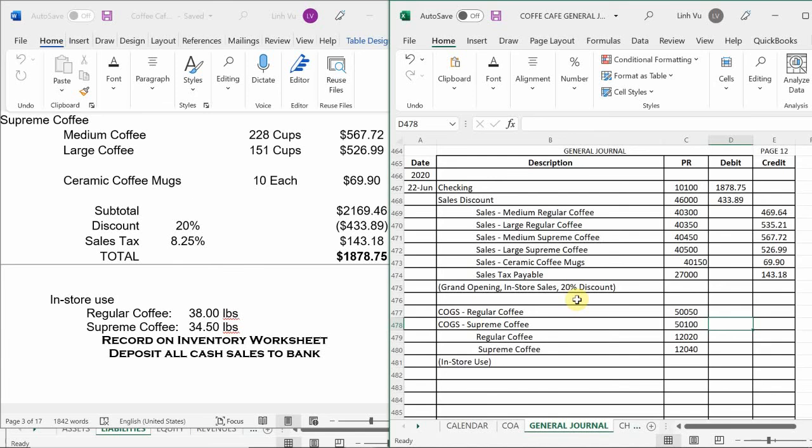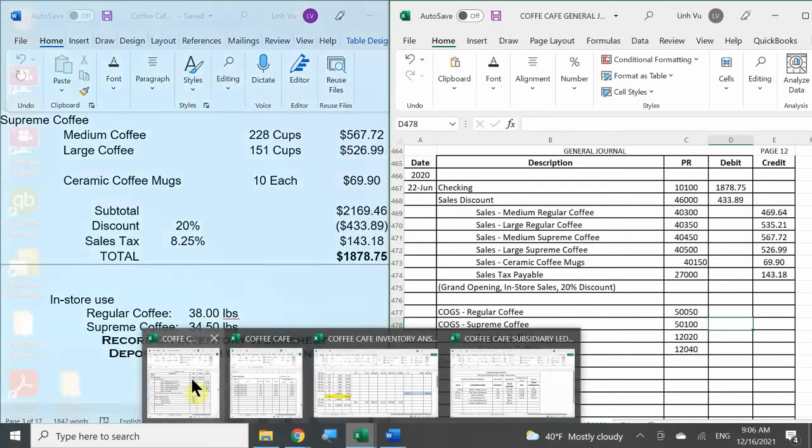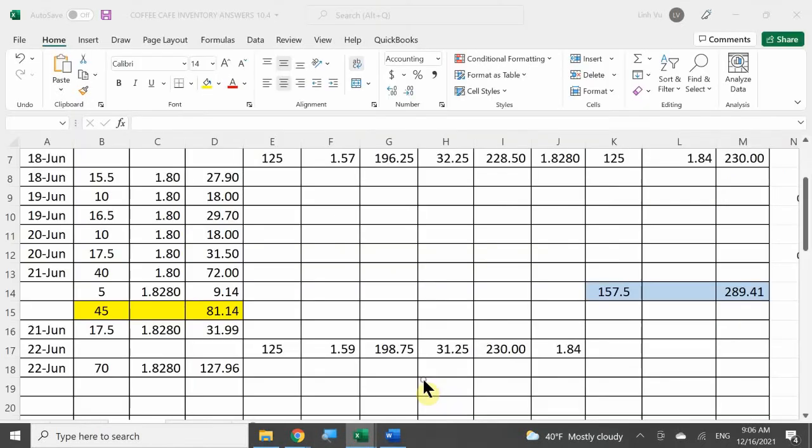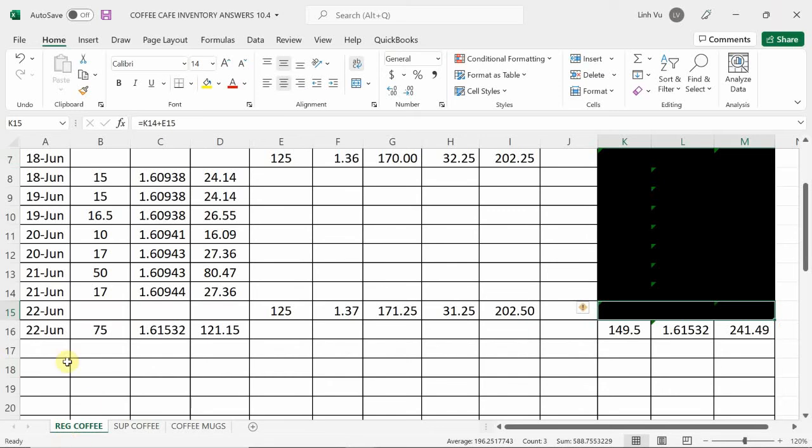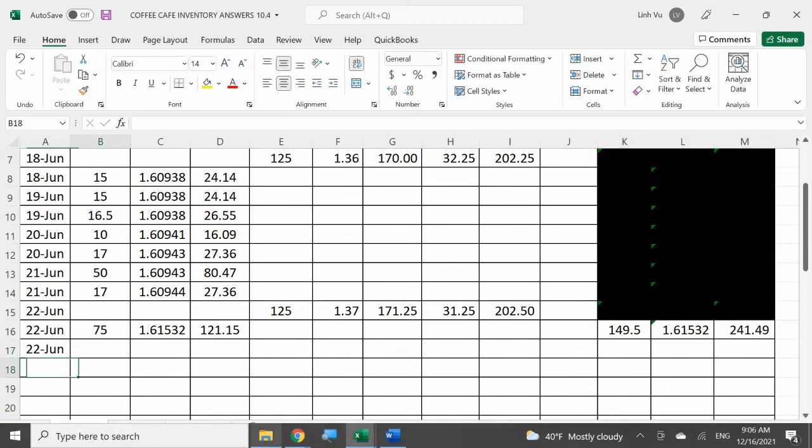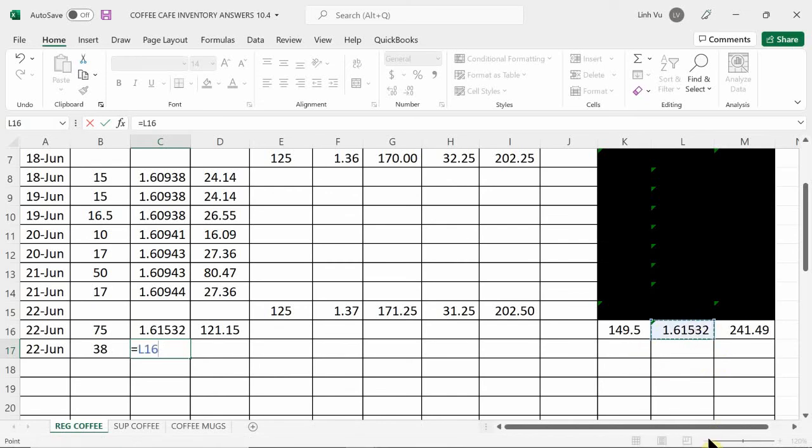And now we go to the inventory worksheet to update it. Okay, so in this case, we use 38 pounds of the regular coffee and 34 and a half of the Supreme coffee. So inventory worksheet. 38 pounds at... so then what is my total cost of goods sold? Oops. Guess it figured it out for me. Total 61.38, yep. So now I need to subtract those numbers out.